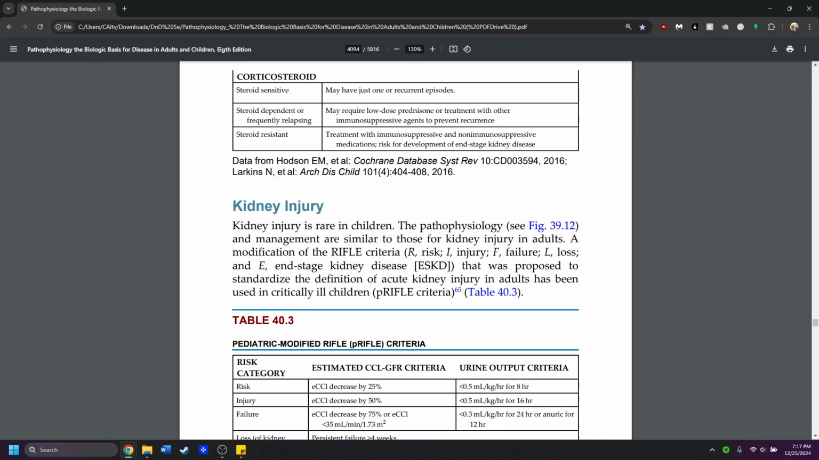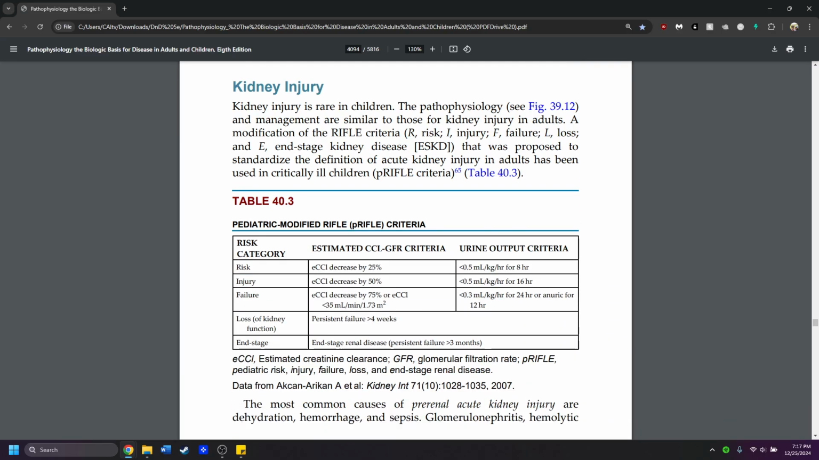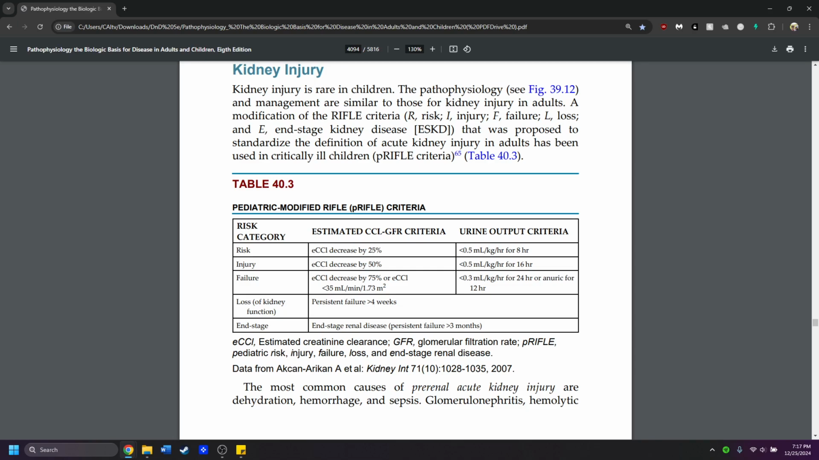That leads us to kidney injury. Kidney injury is rare in children. The pathophysiology and management are similar to those for kidney injury in adults. A modification of the RIFLE criteria, the risk, injury, failure, loss, and end-stage kidney disease, that was proposed to standardize the definition of acute kidney injury in adults, has been used in critically ill children. So it's a pediatric criteria.